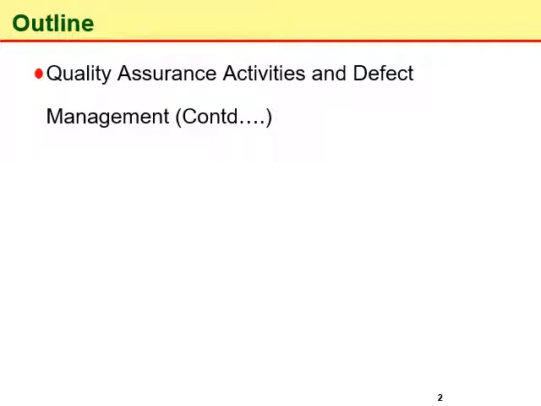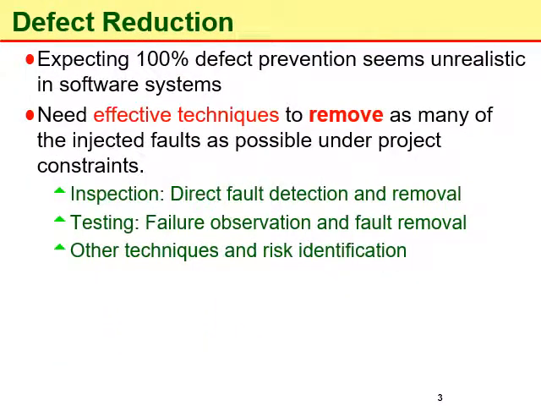In this lecture, we will continue our discussion on quality assurance activities and defect management perspective. In the previous lecture, we had discussed one quality assurance alternative, that is defect prevention. In this lecture, we will discuss the other two quality assurance alternatives, that is defect reduction and defect containment. So we start our discussion with defect reduction.